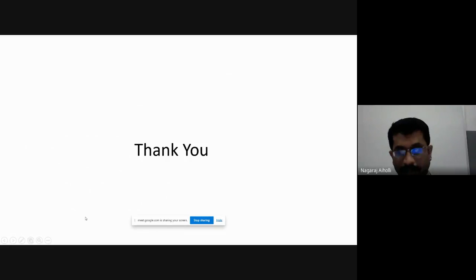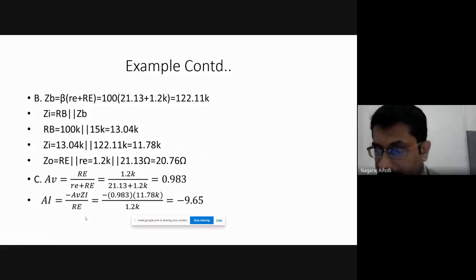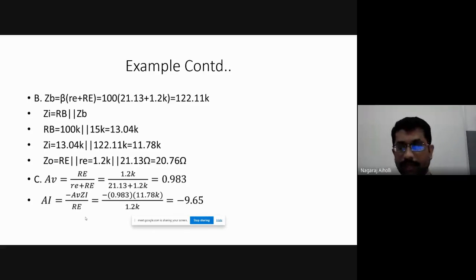So these are the various performance parameters. In the next class I will be covering some more assignment questions. I'll inform you all when I'll be taking the next class. Let us cover some more assignment questions in the next class.